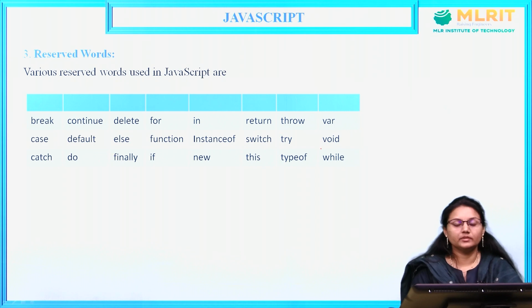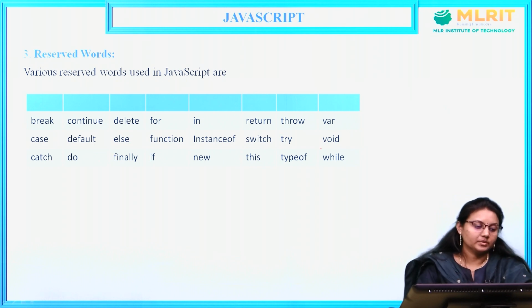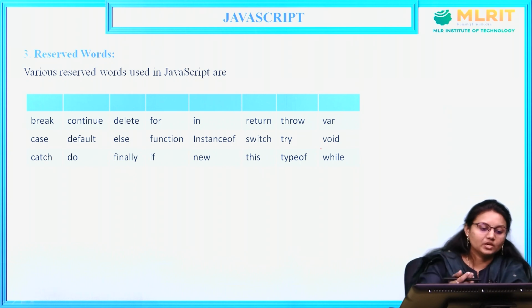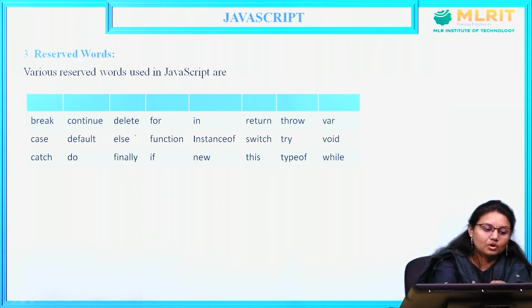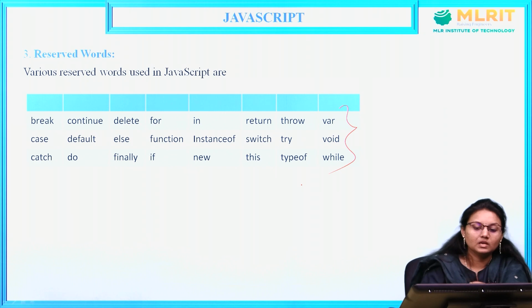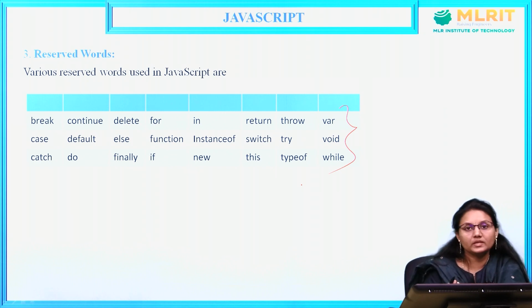What are reserved words? There are also a few reserved words in JavaScript, like break, continue, switch case, which we use when we are going to give conditions. All these come under reserved words. You cannot declare them as variable names because these are keywords. Keywords cannot be declared as identifiers.